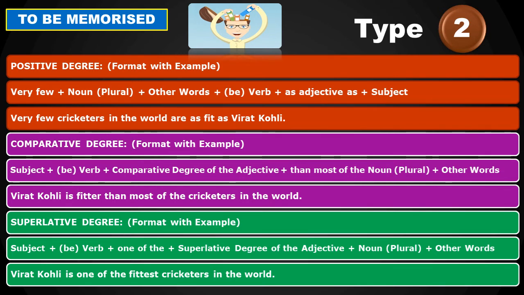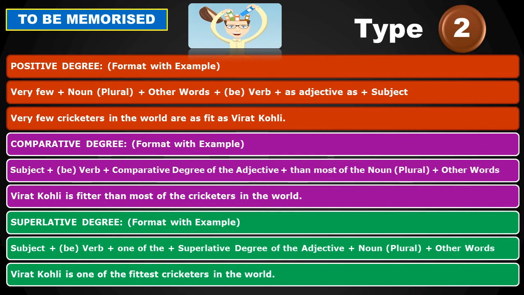Next, the same sentence, the format for the superlative degree is subject plus be verb plus one of the plus superlative degree of the adjective plus noun in the plural form plus other words. Virat Kohli is one of the fittest cricketers in the world.